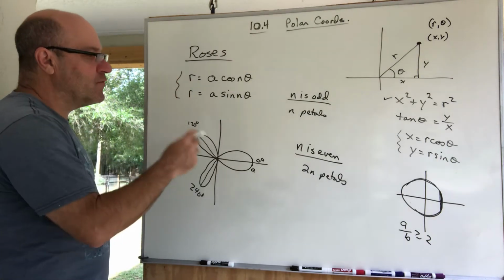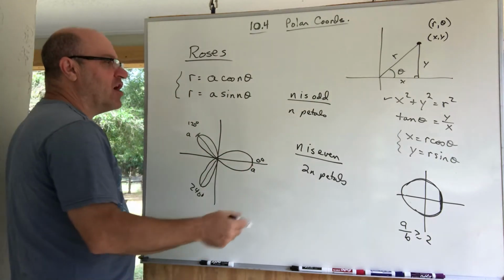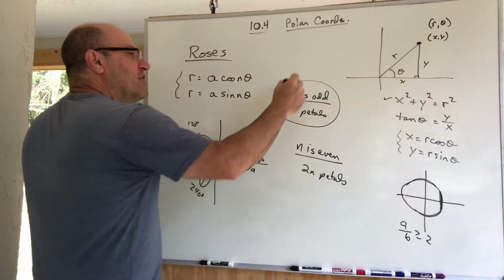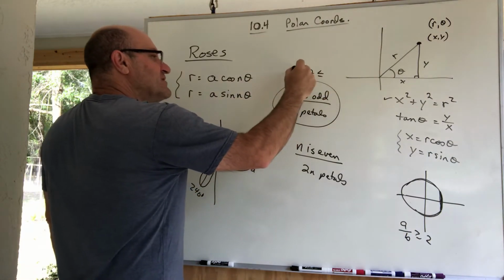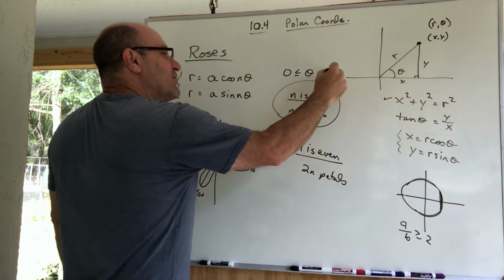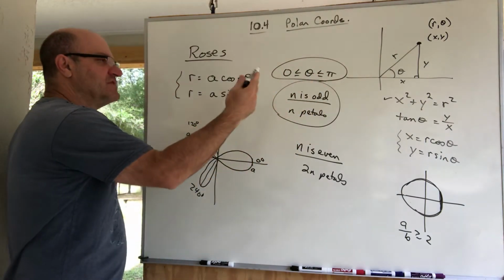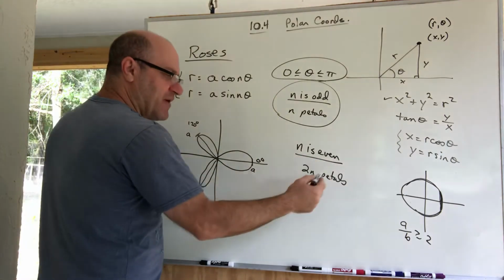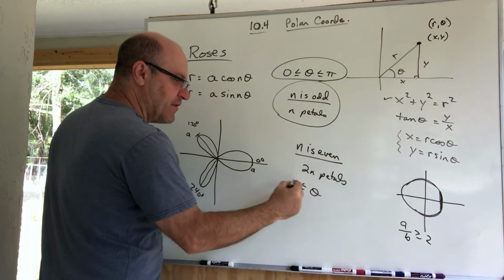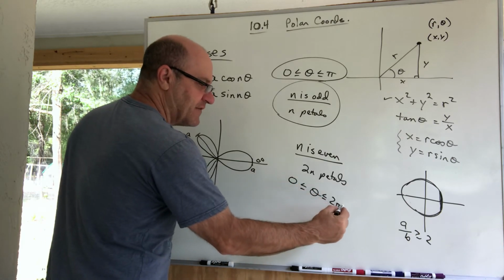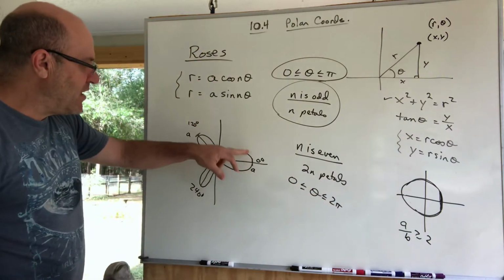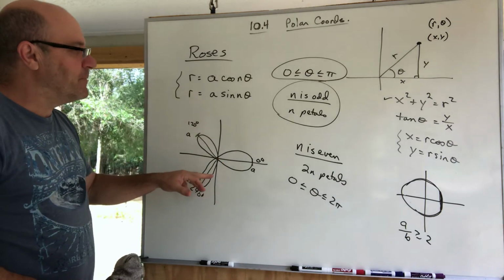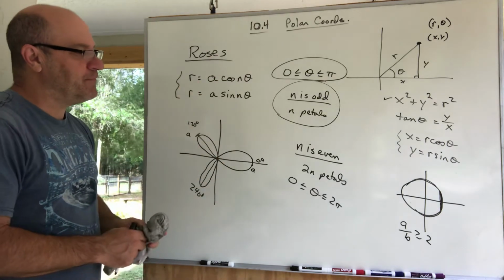So cool. Roses. One little caution. With this odd-petaled rose, you only need theta to go from 0 to pi to plot it out. For the even-petaled rose, you need theta to go from 0 to 2 pi, like our previous graphs. It's interesting. From 0 to pi, it plots out the entire rose for an odd-petaled rose.